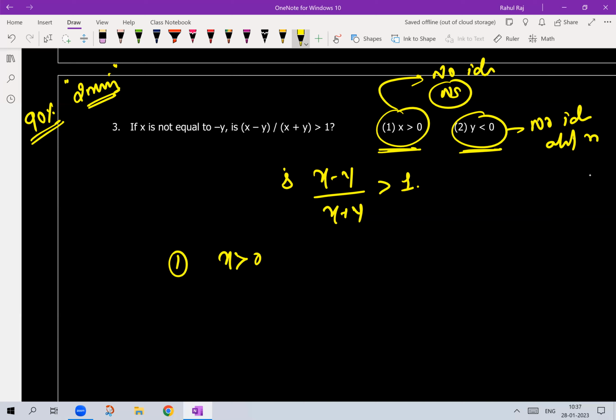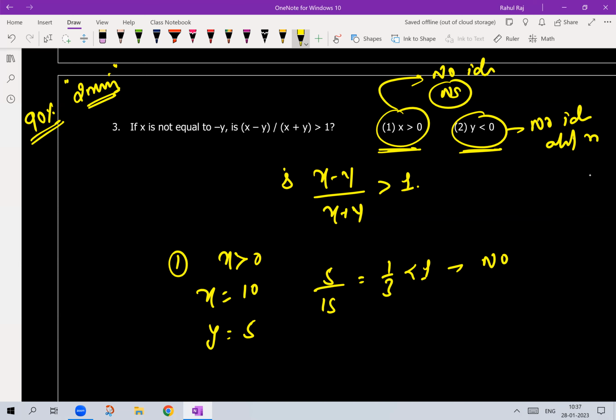Let's say x is equal to 10 and y I can take anything, because from option number 1 we have no idea about y. Take y is equal to 5. So 10 minus 5 is how much? 5 by 15 is equal to 1 by 3. That is less than 1. I have a no situation.